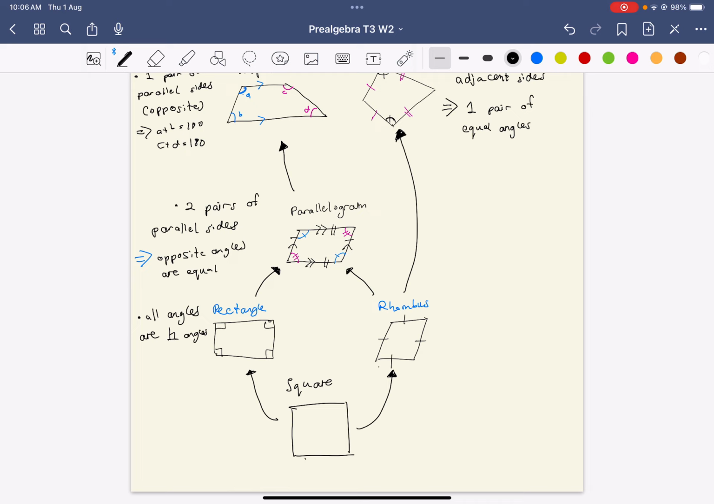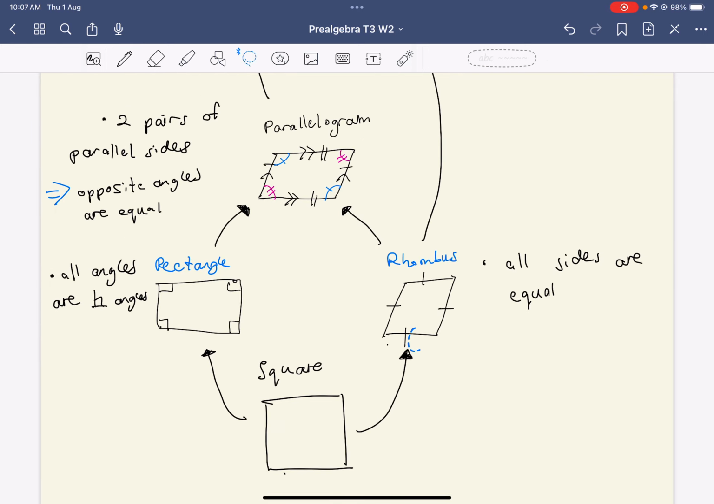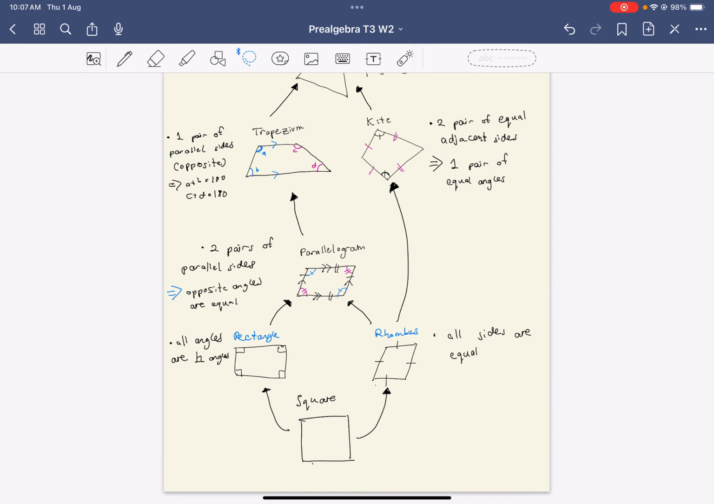Now we go to the rhombus. A rhombus has the same condition as a parallelogram, so it's still got two pairs of parallel sides, but on top of that, all sides are equal, right? So these four sides are all the same length. And yeah, that's the rhombus. It's kind of similar to a parallelogram other than that.